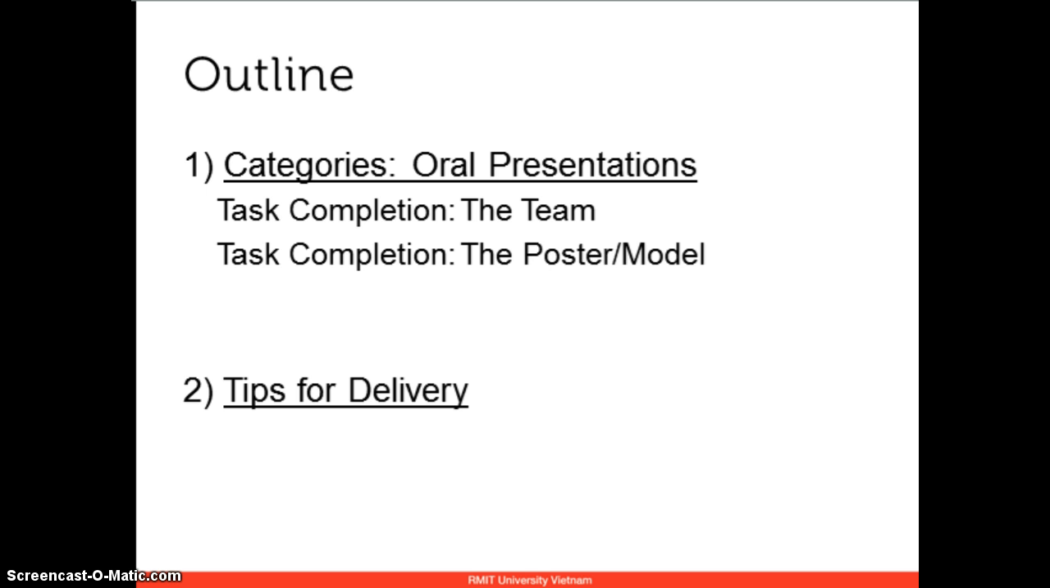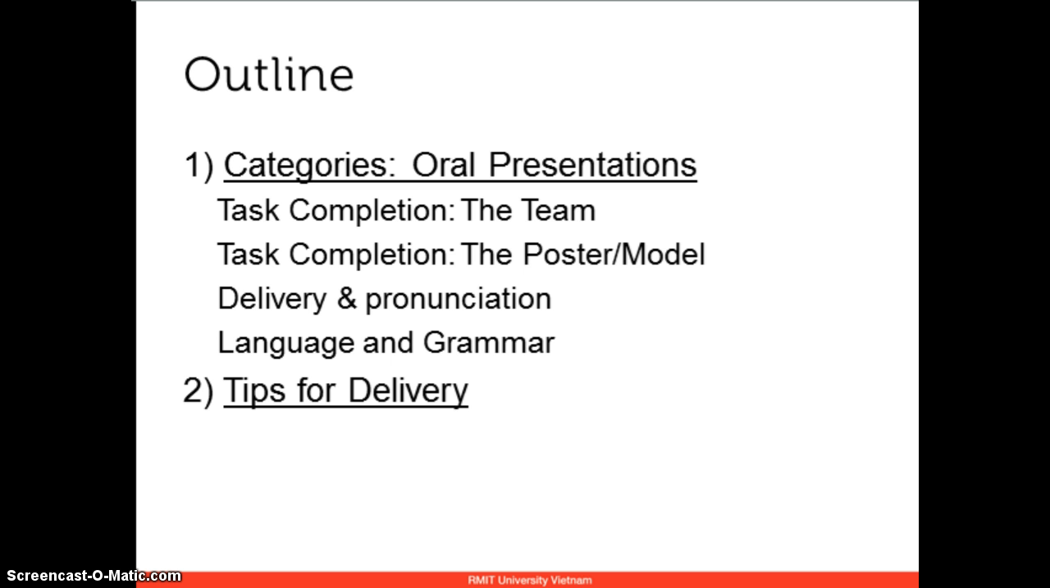So we'll look at how well you completed the task, first as a team, and then secondly about your poster or your model. We'll then take a look at the delivery and pronunciation part of your oral presentation task, as well as the language and grammar that you need to present it well.